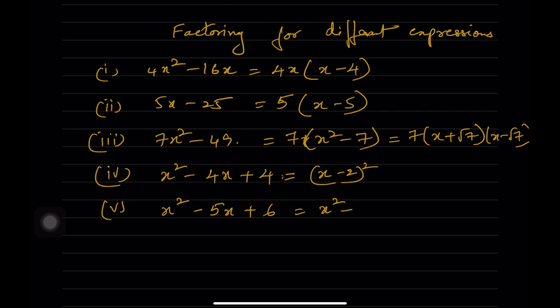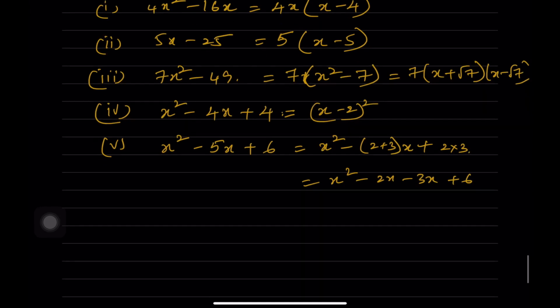x square, minus 2 plus 3 is 5, plus 2 into 3. So therefore here you will get x square minus 2x minus 3x plus 6, which is equal to x into x minus 2 minus 3 into x minus 2, because when you're taking the distributive property, minus into minus will become plus. So minus 3x plus 6 you'll get for the above term. Here you'll get x square minus 2x.